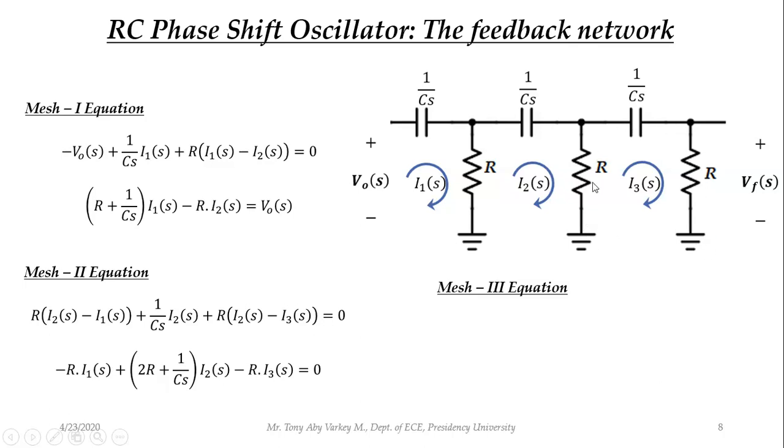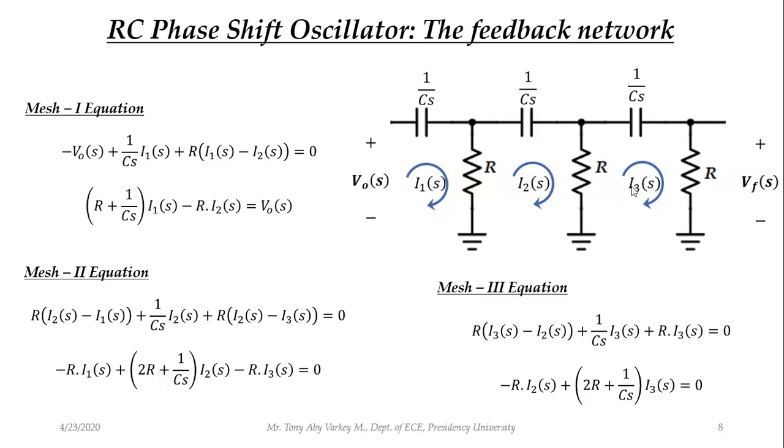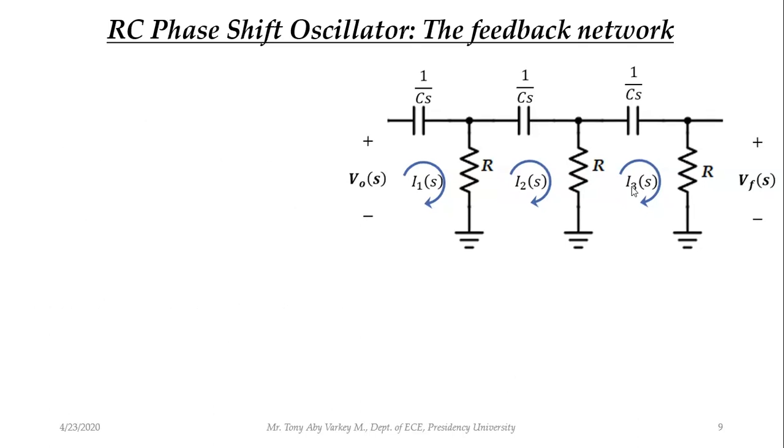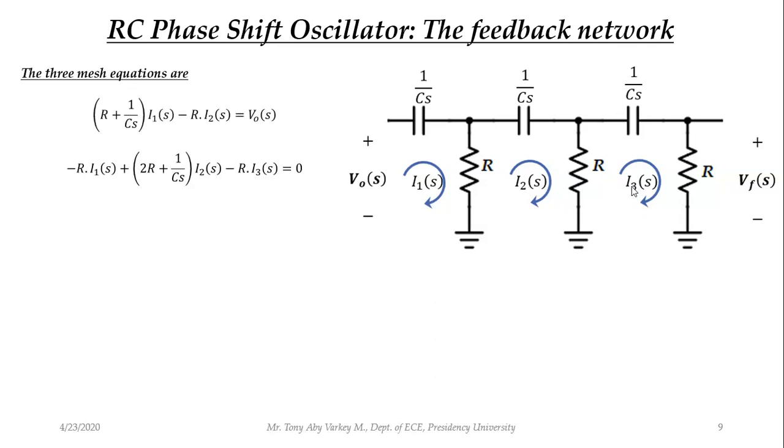So it will be R into I3 of S minus I2 of S plus 1 by Cs into I3 of S plus R into I3 of S is equal to 0. Okay. Now grouping the coefficients of each term, you will get minus R I2 of S plus 2R plus 1 by Cs I3 of S is equal to 0. Okay, so now let's write these three mesh equations together. So these are the mesh equations. First mesh equation, second mesh equation, and the third mesh equation.